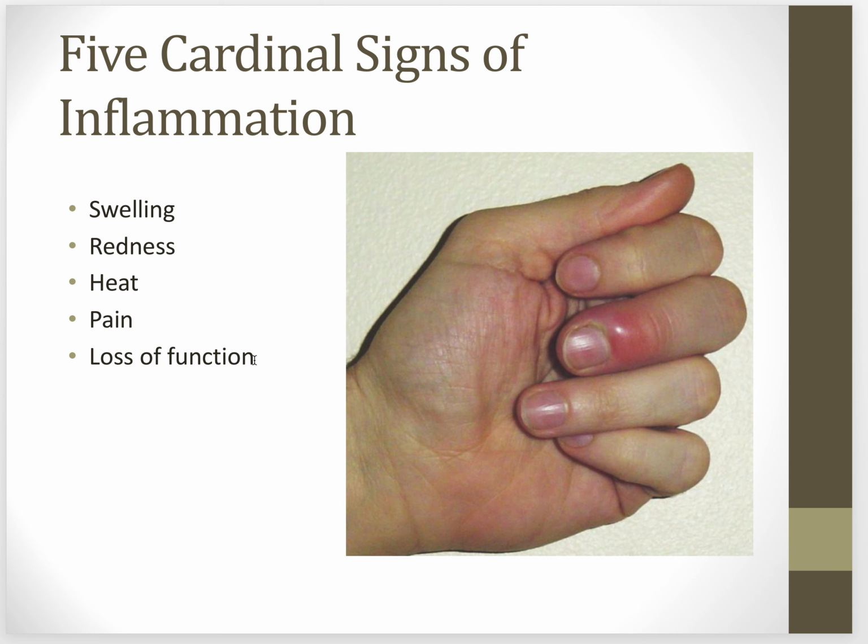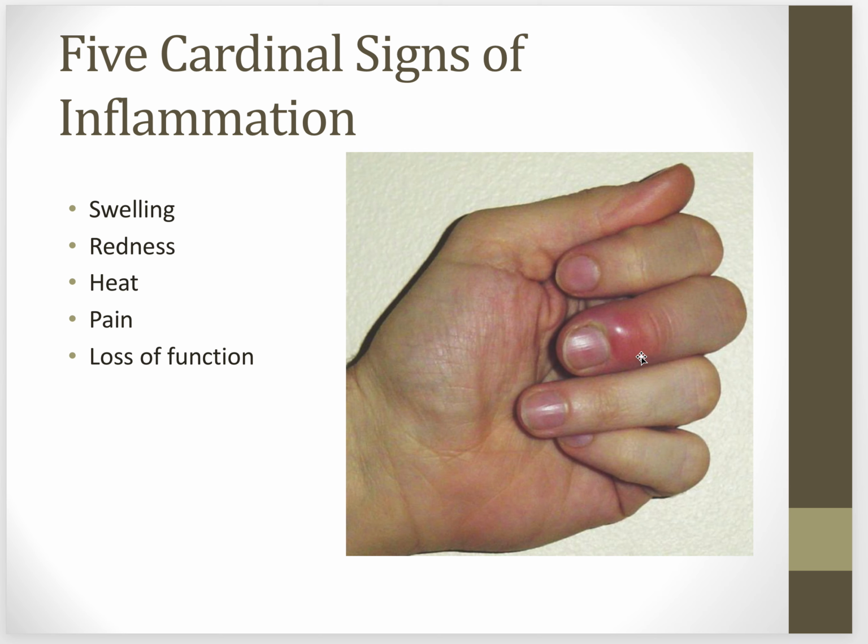And the final cardinal sign is loss of function, meaning that it's going to be difficult for this tissue to do what it normally does. And then it makes it more difficult for you to utilize, in this case, the digit for its intended purpose. So it might be more difficult to write. It would be very uncomfortable to put this finger into a bowling ball or a glove or things of that nature. So that's important. When we keep things away from use, we're essentially keeping them from further damage.